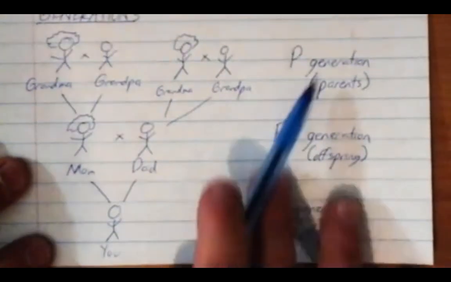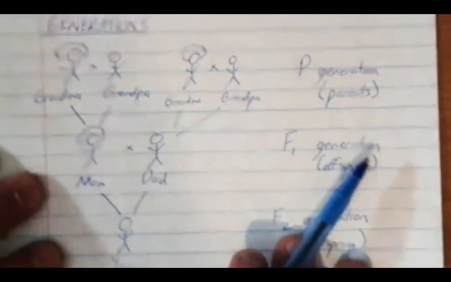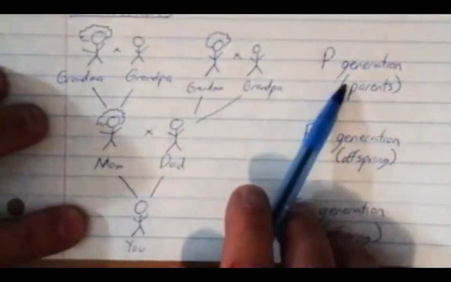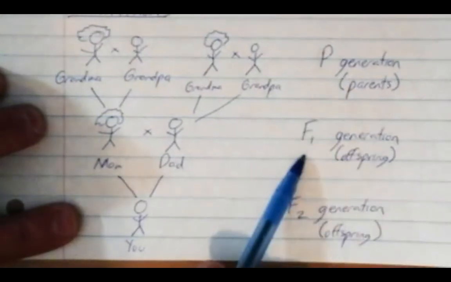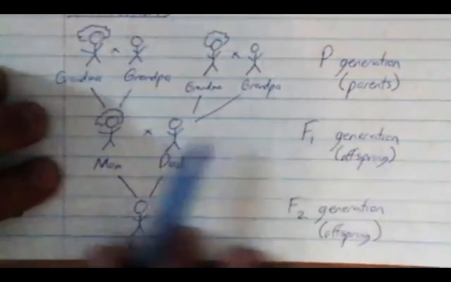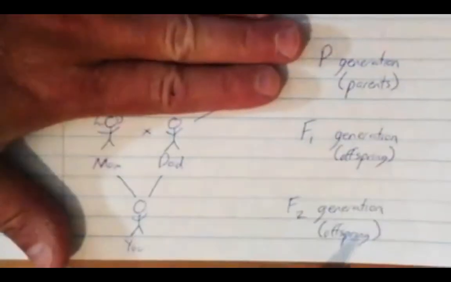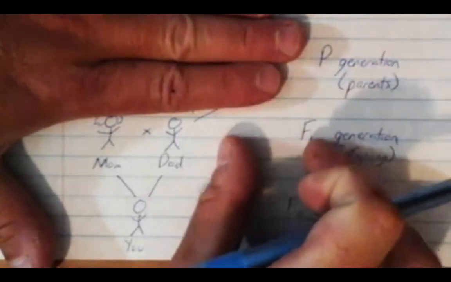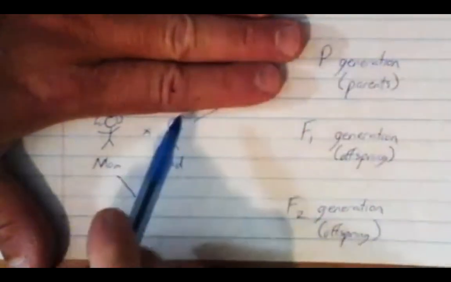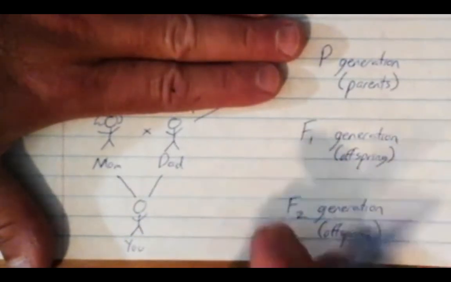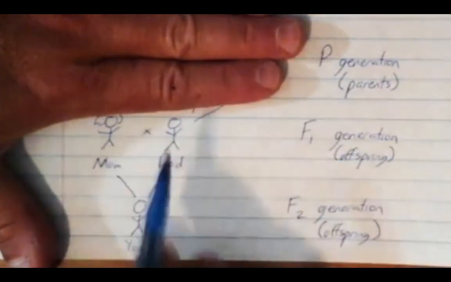Now, these can be used differently. If I'm talking about grandma, grandpa level, and the mom and dad level, and then you, then I'm going to say grandma, grandpa are the P generation, mom and dad are the F1 generation, and you are the F2 generation. But let's say I don't go back to grandma and grandpa. I just talk about you, mom, and dad. Well, now the P generation becomes the parents. So mom and dad would be the P generation, and you would be the F1 generation, and then your kids would be the F2 generation. So these can move depending on what you're talking about over here.